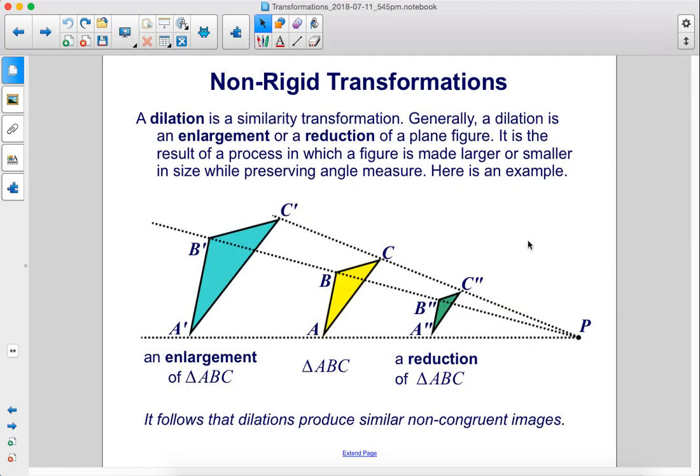A dilation is a similarity transformation. Generally, a dilation is an enlargement or a reduction of a plane figure. It is the result of a process in which a figure is made larger or smaller in size while preserving angle measure. Here's an example. Here's our original triangle here. Here's an enlargement of that triangle, and here's a reduction of that triangle. It follows that dilations produce similar non-congruent images.